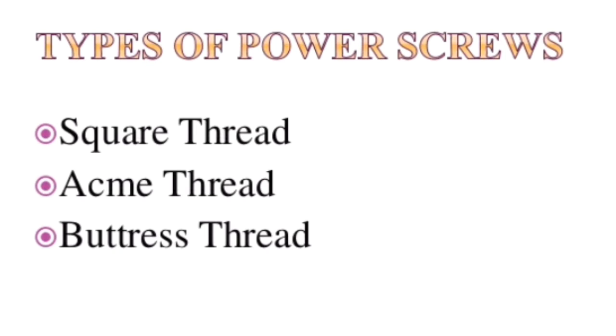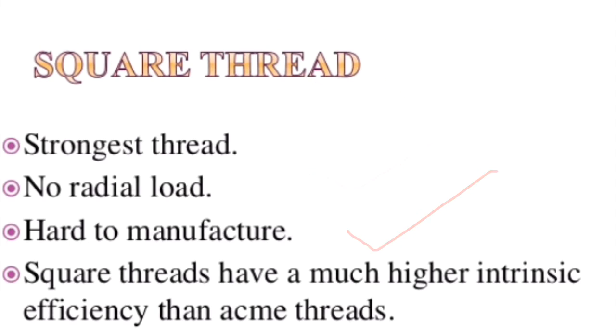From an industrial applications point of view, different types of power screws are used in industries. Here we are going to discuss three important types of power screws. The first is the square thread, another is the ACME thread, and finally the third is the BUTTRESS thread. These are the three important types of power screws. Let's start with the square thread.